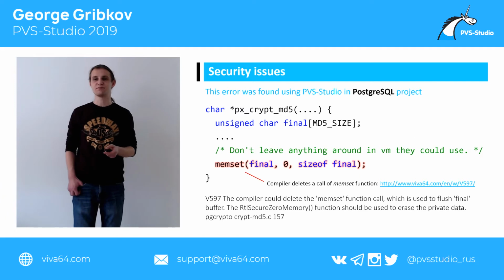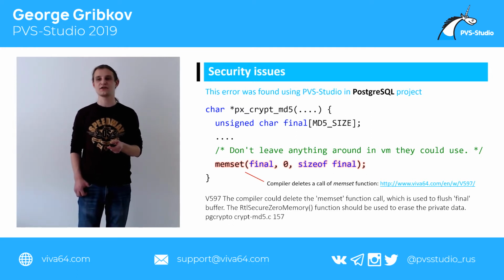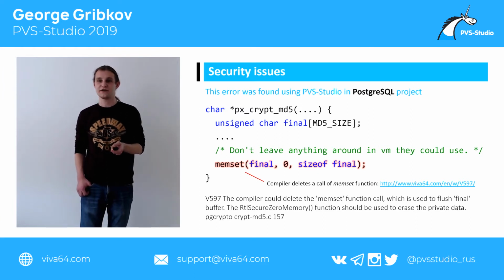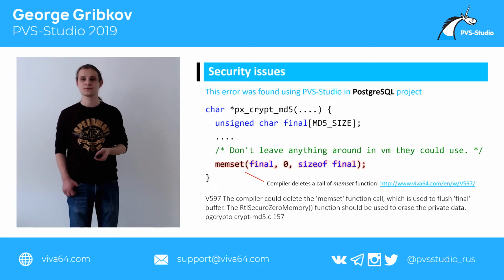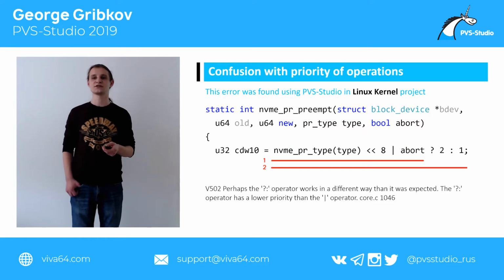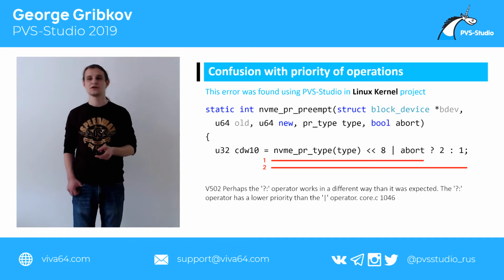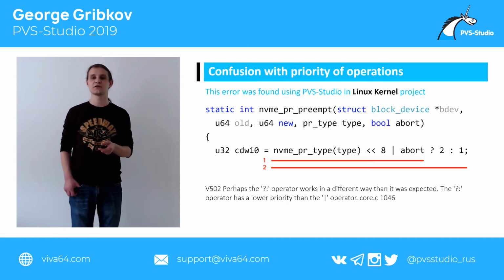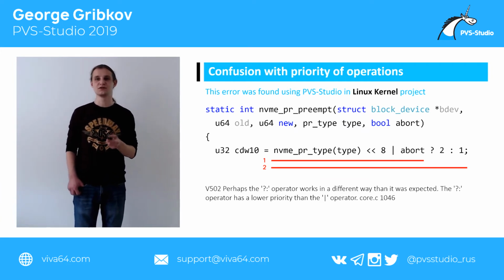The peculiarity of this error is that it is quite difficult to detect in other ways, because if you look at this call through the debugger, you will find that everything works correctly. In fact, after building in the release configuration, the private data will remain in memory. There are diagnostic rules that are associated with confusion about the priorities of operations. For example, in this case, the ternary operator doesn't work correctly. That is, it looks one way, but it works in a completely different way.